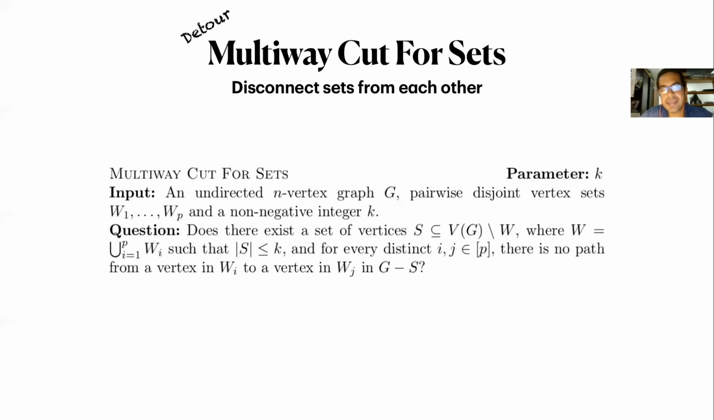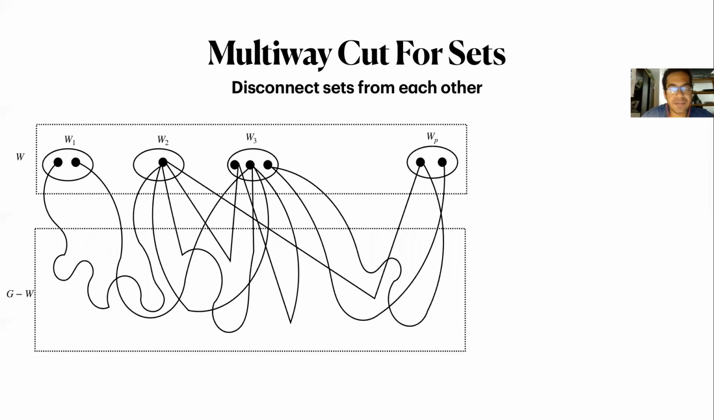So let's first look at multiway cut for sets. So what is the problem? The problem is that you have an undirected graph G of n vertices and pairwise disjoint vertex sets W1 to WP and a positive integer K, which is the parameter. And the question is: does there exist a set S in V(G) minus W, where W is the union of the terminal sets, of size at most K, such that for every distinct i and j, Wi and Wj are disconnected in G minus S? So here is a pictorial representation.